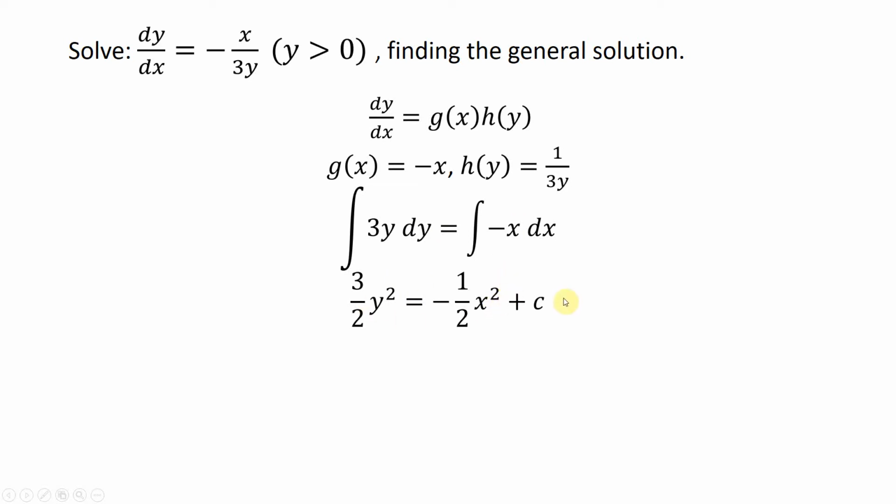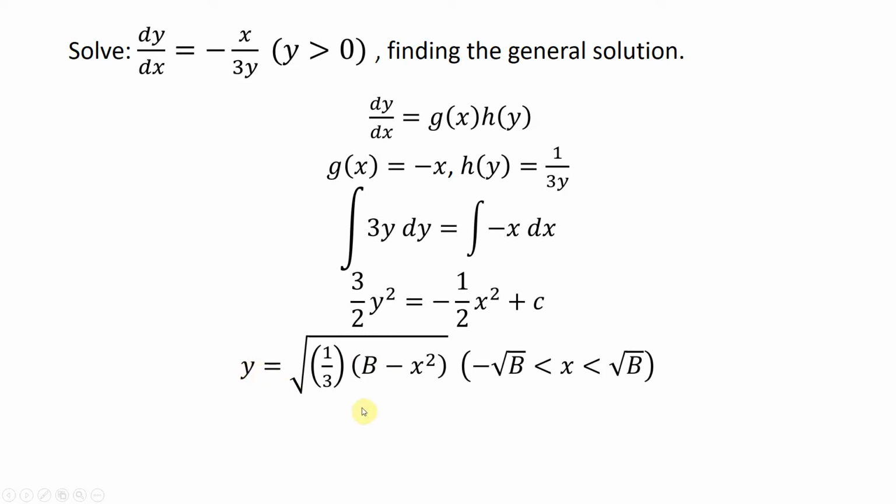Nearly done now actually. All you have to do is rearrange to make y the subject, and if we do that, we'll end up with this. Now here, there is a b instead of a c. That's because in the rearranging process we've multiplied everything by 2 to get rid of these divisions by 2 here. So that c was multiplied by 2 as well. It is still just an arbitrary constant, but it's a slightly different arbitrary constant. I mean, you could write this as 2c if you wanted.